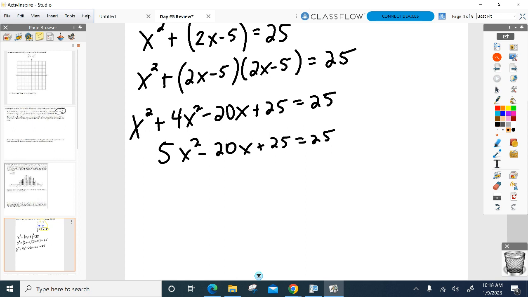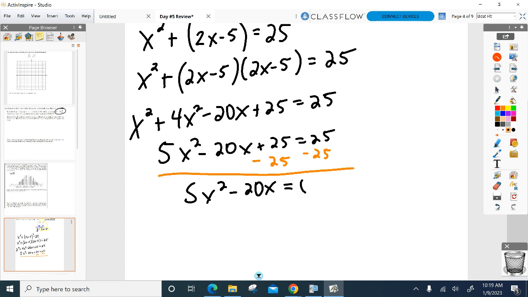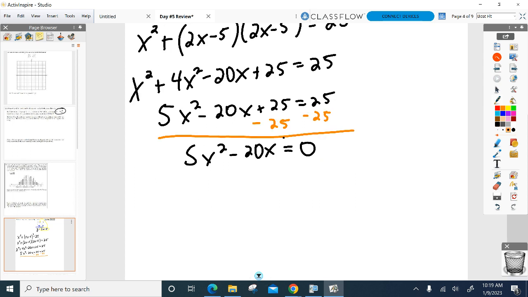Subtract 25 from both sides. Get one side equal to zero, right? I know somebody said in the last class, take a GCF. Not yet. You can't do any factoring until it's equal to zero. So get the 25 over. We get 5x squared minus 20x, no more 25s, equal to zero. Now it's factoring time.